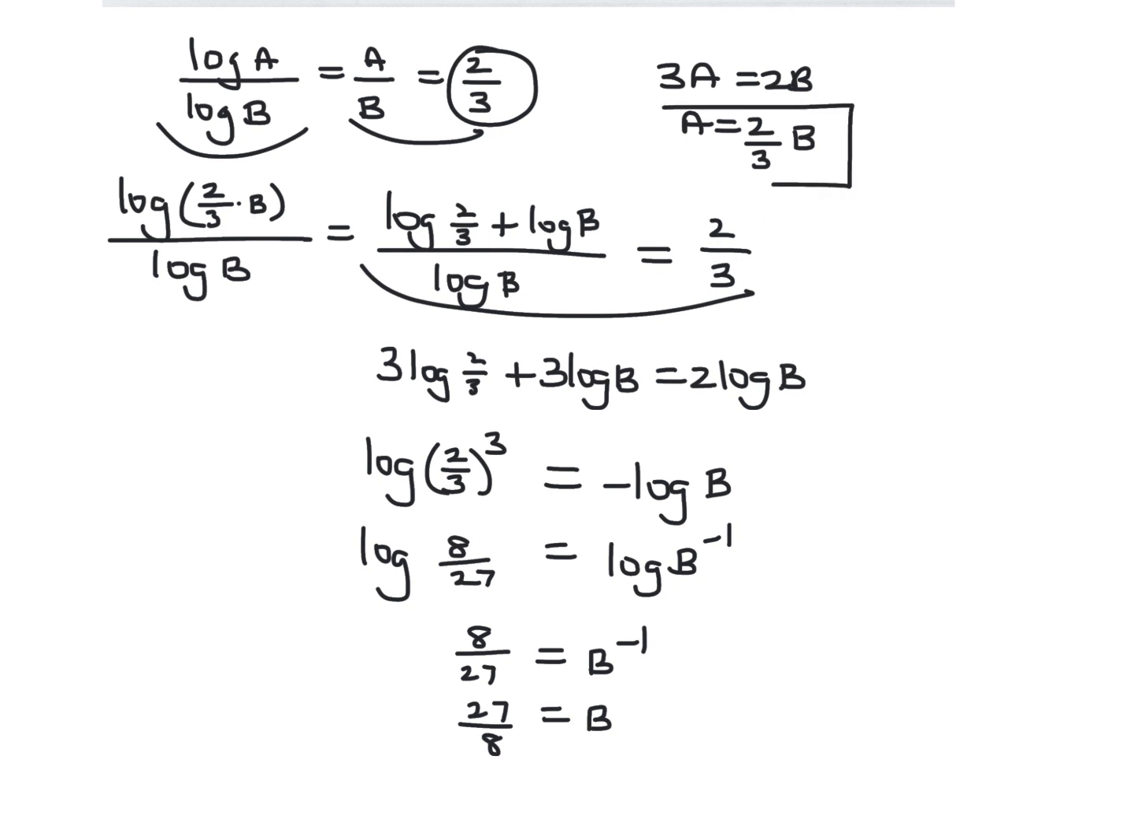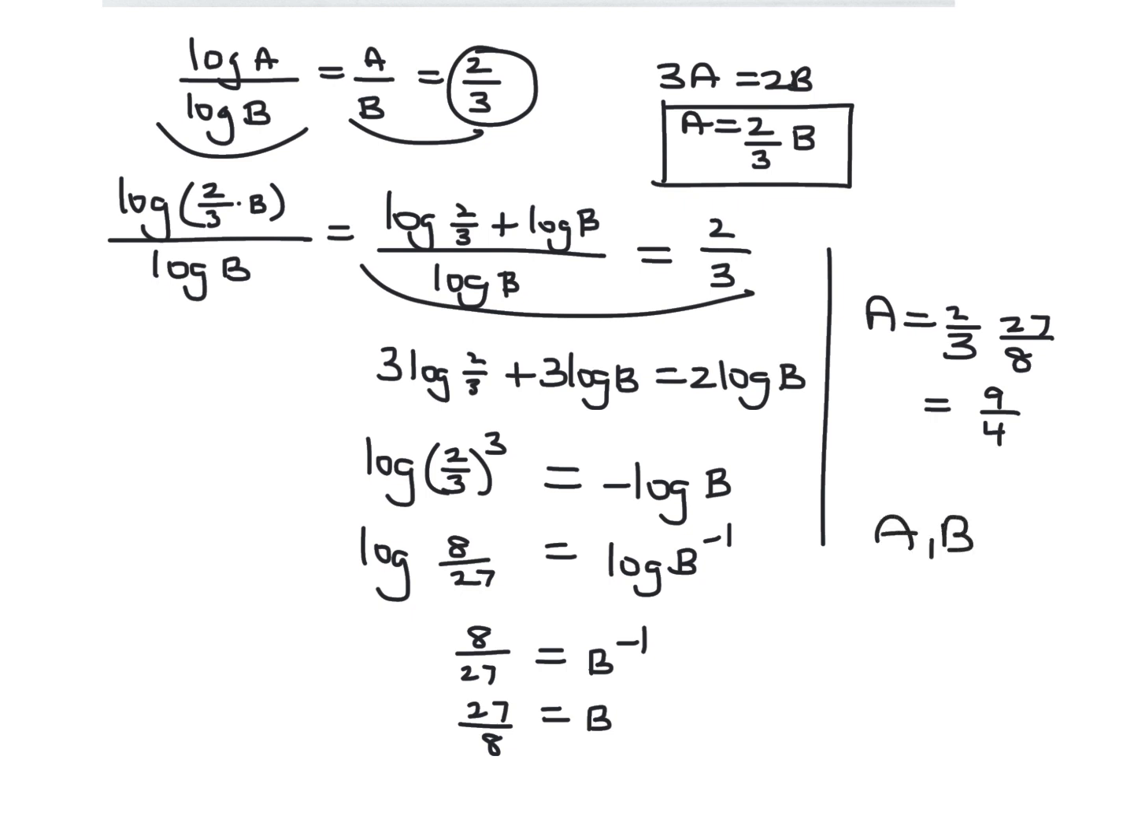And then to figure out a, that's pretty straightforward. a would be 2 over 3 times b, which is 27 over 8. And that looks to me like 9 over 4. So my a, b is equal to 9 over 4 and 27 over 8.